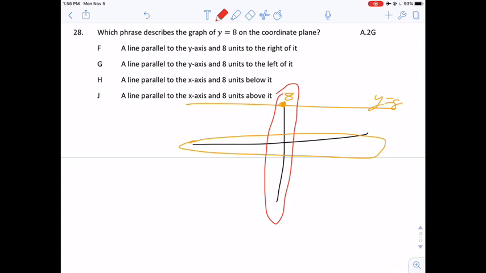So let's read. Is a line parallel to the y-axis? No, I already said it needs to be perpendicular to the y-axis. G, a line parallel to the y-axis? Well, no, it needs to be perpendicular to the y-axis. H, is a line parallel to the x-axis and is 8 units below it? No, actually it is above it. J is a line parallel to the x-axis and is 8 units above it. Yes, answer J is the correct answer.